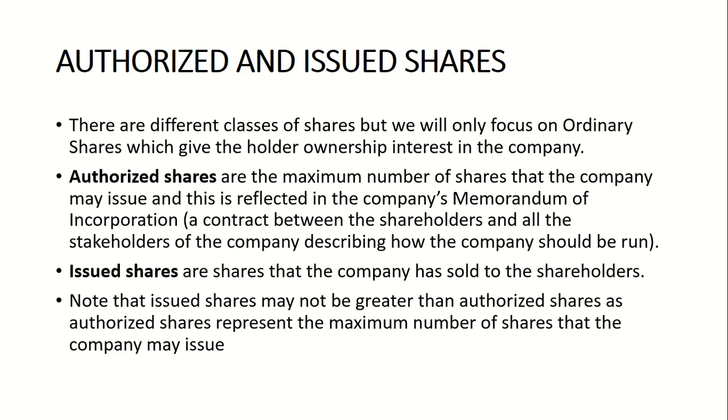For instance, if you have 5,000 rand, you cannot buy an item worth 6,000 rand, because you will not have enough money. Let's say credit wasn't available, you will not have enough money. That's what I'm trying to say: you may not issue what you don't have. Authorized is just the maximum number of shares, so you cannot issue more than authorized shares.